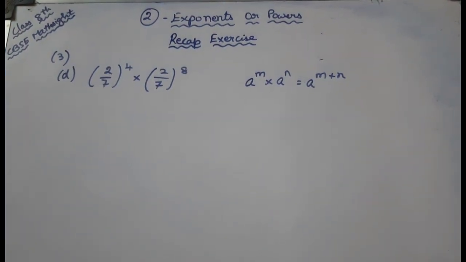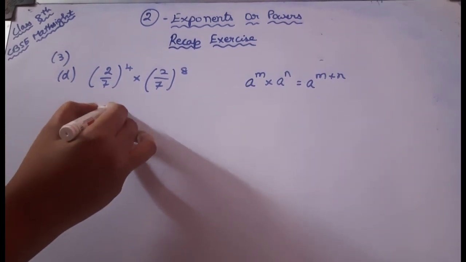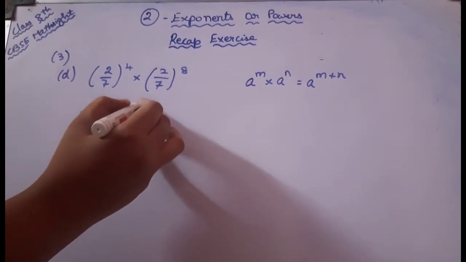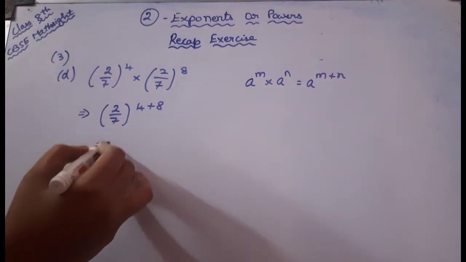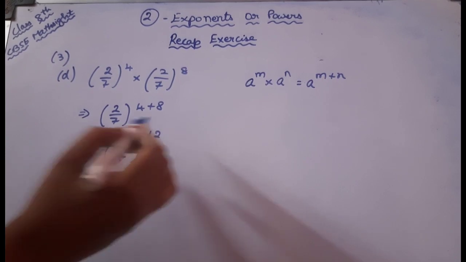So the next sum D, 2 by 7 to the power of 4 multiplied by 2 by 7 to the power of 8. So we can still use the same rule. So where 2 by 7 to the power of 4 plus 8. So 4 plus 8 is nothing but 12. So we can write it as 2 by 7 to the power of 12.